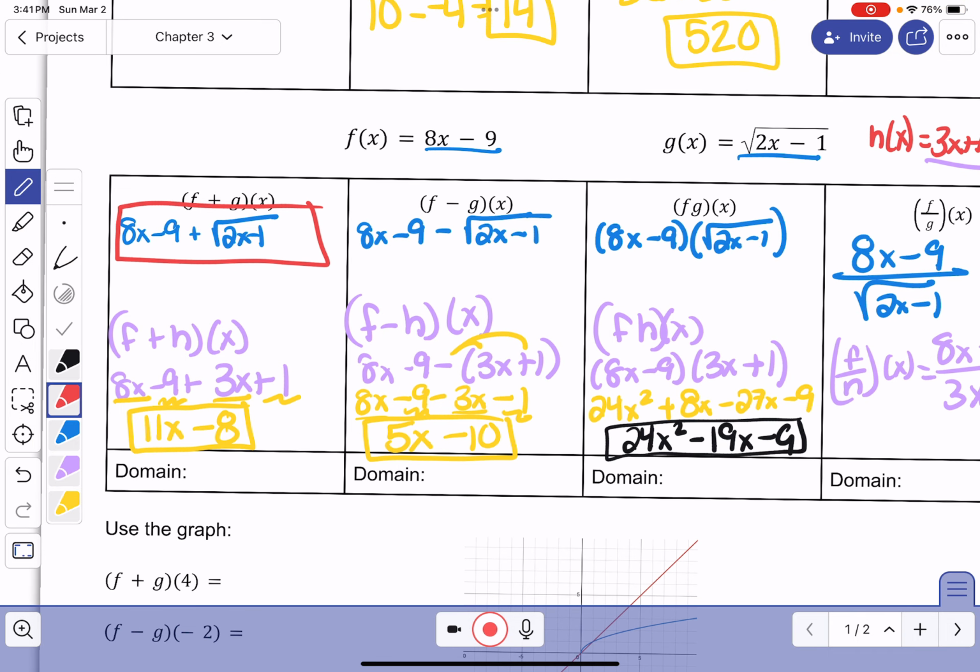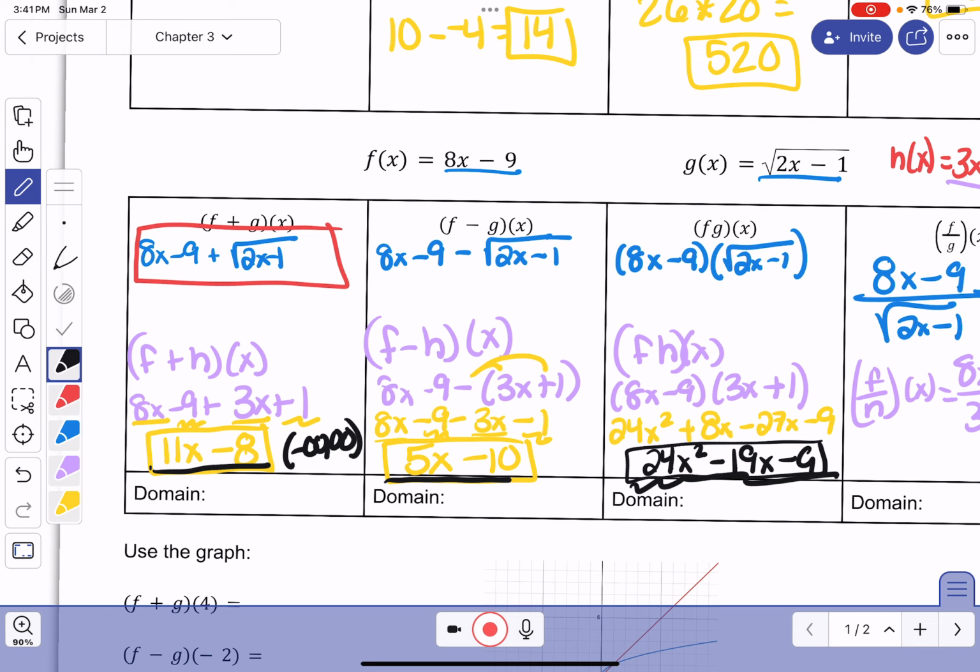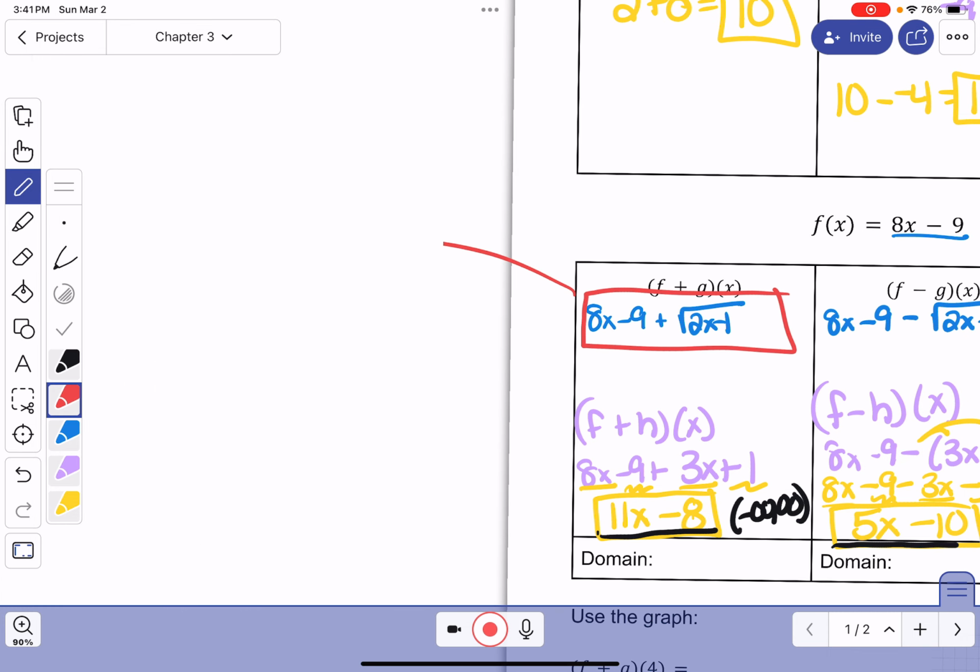Now we're going to review back to what we talked about a couple sections ago with domain. Anything that's just a regular equation with no radical and no fraction is going to be negative infinity to infinity. So this one is negative infinity to infinity, because we have no radical, no fraction. Same thing here, same thing here. For the rest, we have to do some calculating. So for this one, the 8x doesn't tell us anything. The 9 doesn't tell us anything. All that affects our domain is that radical.